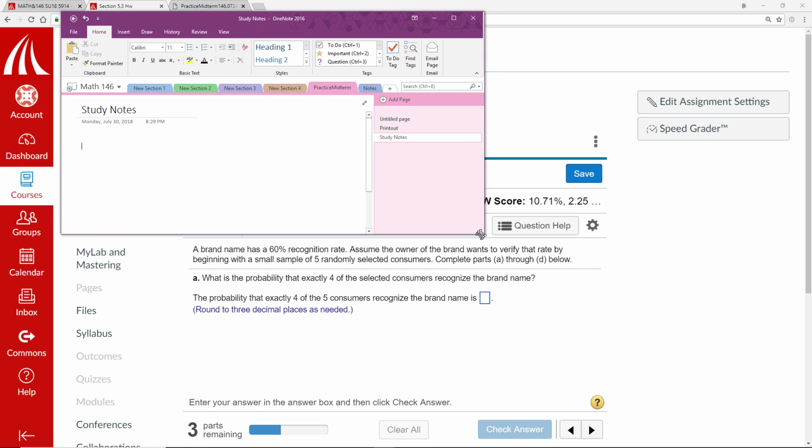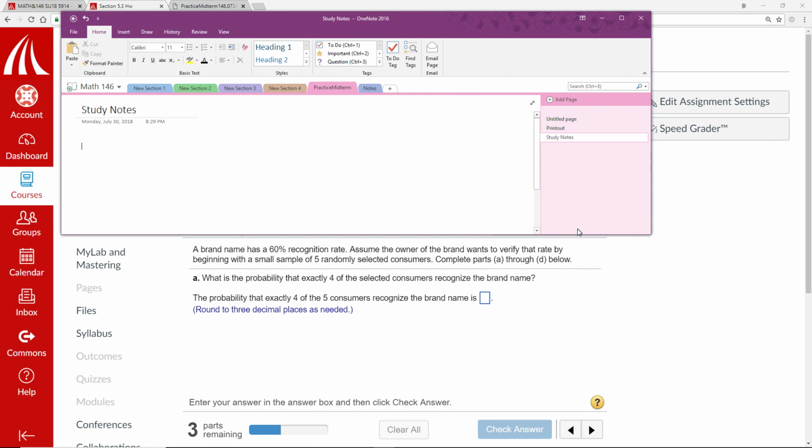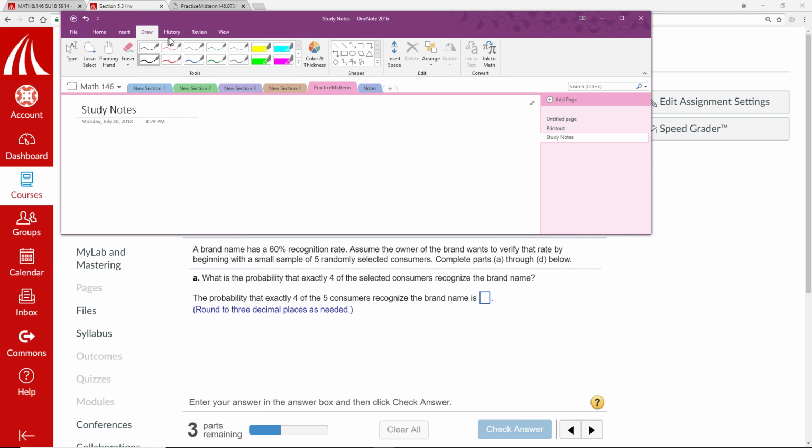let me raise this up a bit. Well, what we're given is that the recognition rate is 60%. So my P is 60%. The sample size is 5, so N is 5. And then for part A, they want me to calculate the probability of exactly 4 out of the 5. So that means our X is 4.